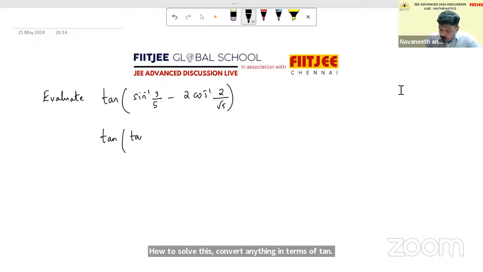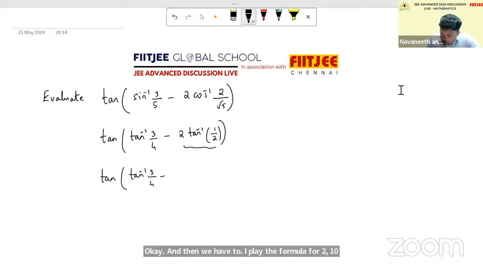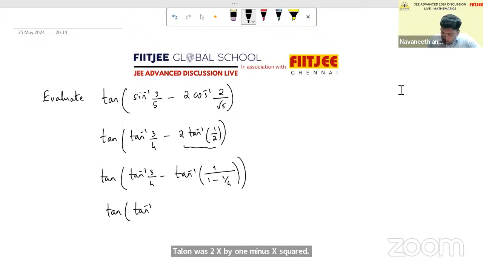Sine inverse 3 by 5 is actually tan inverse 3 by 4. And cos inverse 2 by root 5 is actually tan inverse 1 by 2. And then we have to apply the formula for 2 tan inverse x. So this becomes tan inverse 2x by 1 minus x squared. So as you can see, this becomes tan inverse 3 by 4 minus tan inverse 4 by 3.